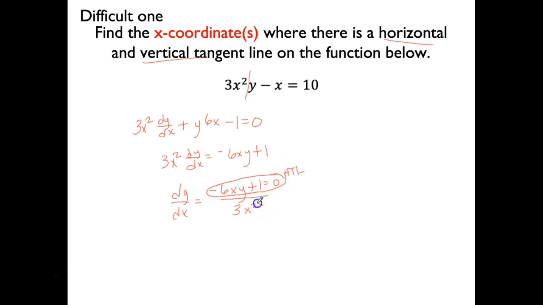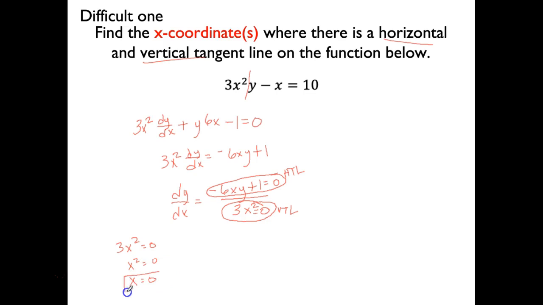If you have a denominator, what can you never do? You can never divide by 0. So we're going to also set the denominator equal to 0. That's going to tell us where the slope is undefined because it's dividing by 0. So in this case it is very easy. 3x squared equals 0. You can divide by 3, you get x squared equals 0. Square root, the square root of 0 is 0.